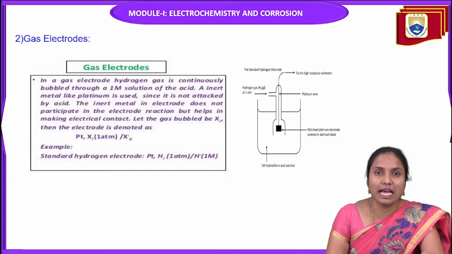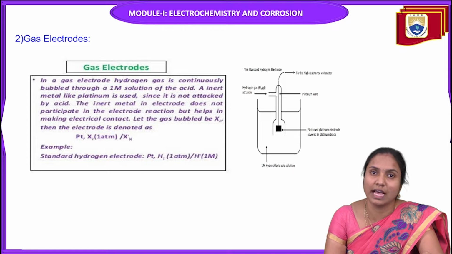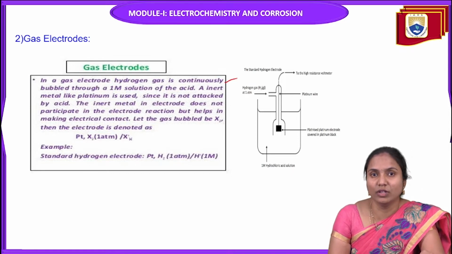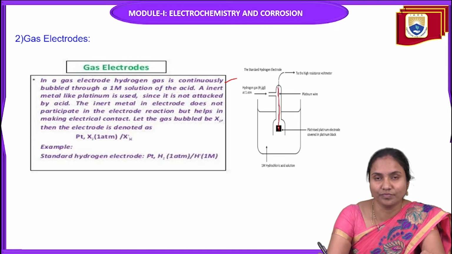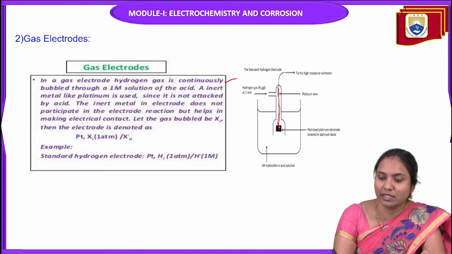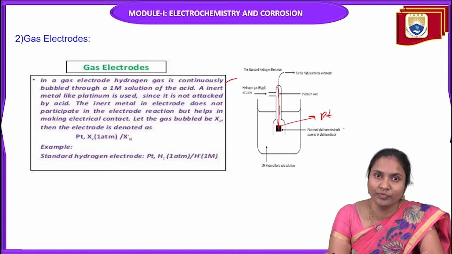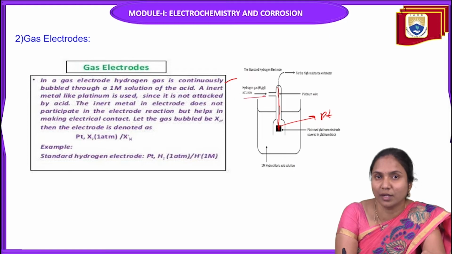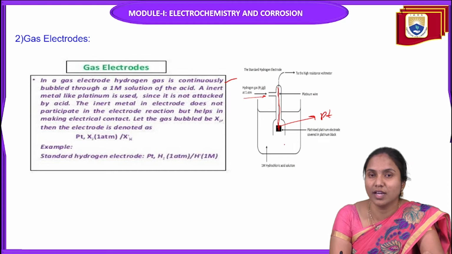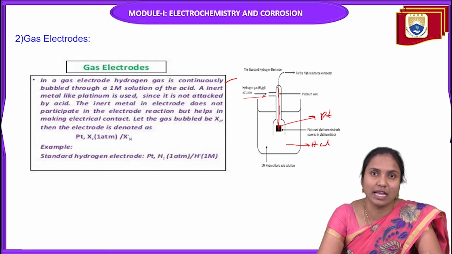The second type is the gas electrode. The best example is the standard hydrogen electrode. Here the gas electrode consists of platinum, which acts as an inert electrode, and continuously 1 atmosphere pressure of gas passes through a glass tube into the HCl solution. This is the construction of a gas electrode.